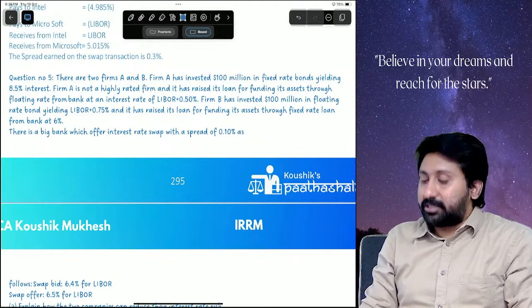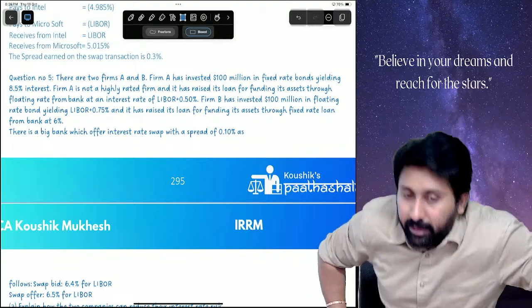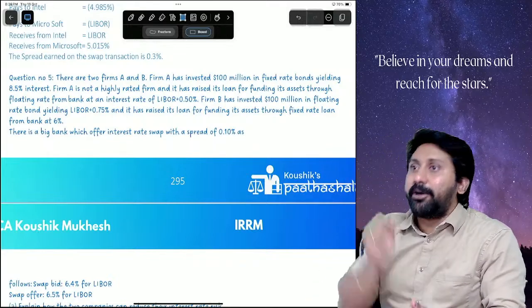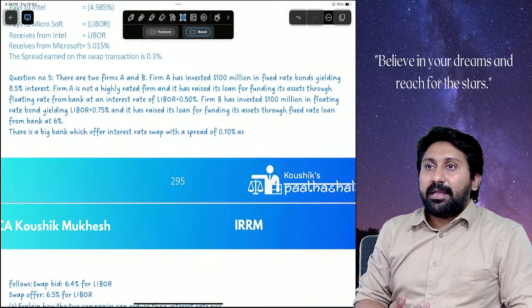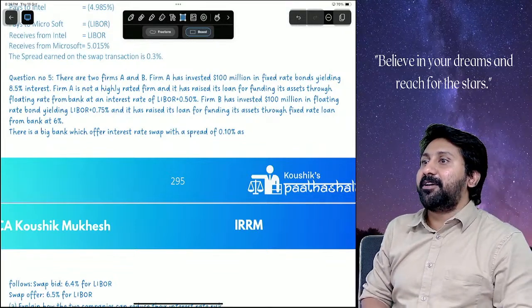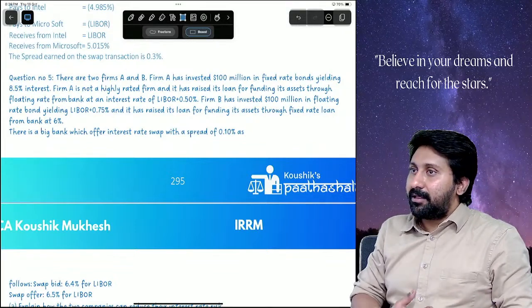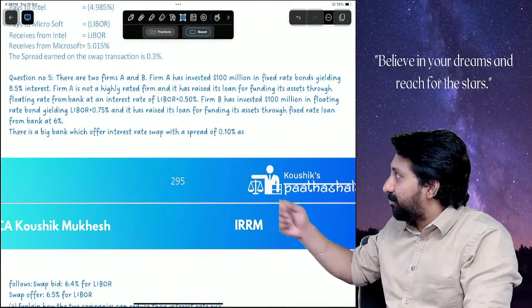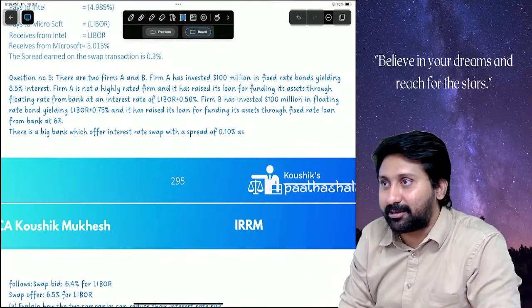What is new about this question? First, let me tell you. Here, you will enter the swap from whose point of view? Loan point of view or investment point of view? If you enter from both, both will knock off with each other because both will give us the same answer. I will show you how that also will happen.